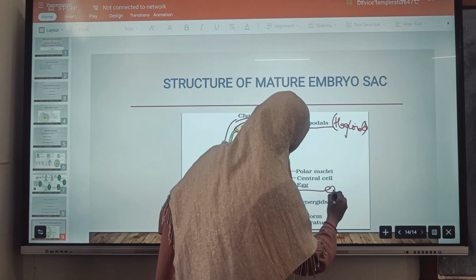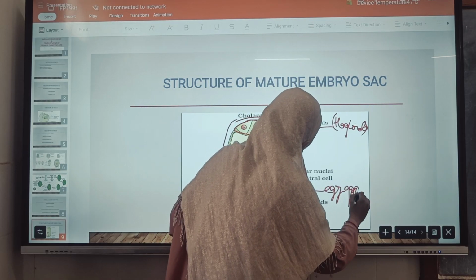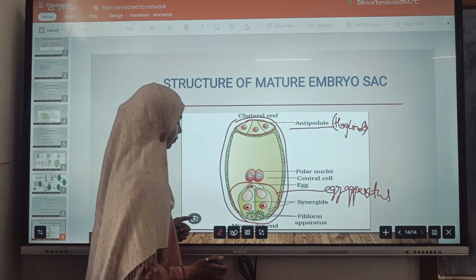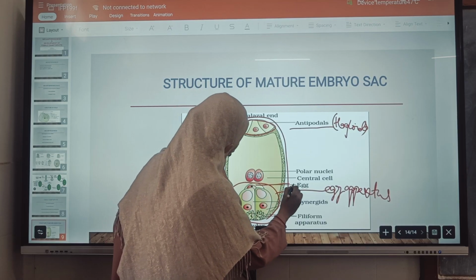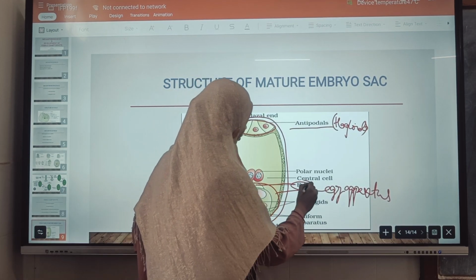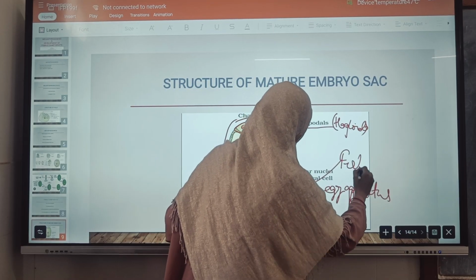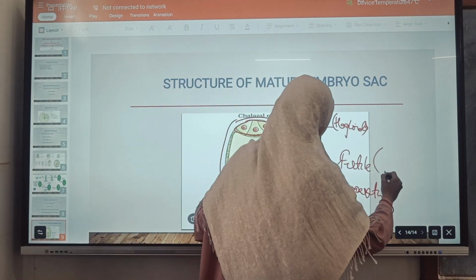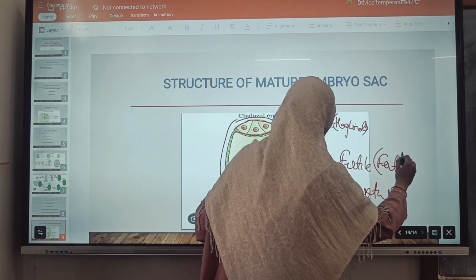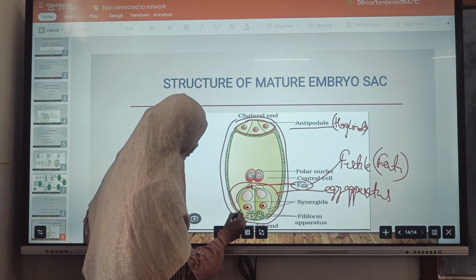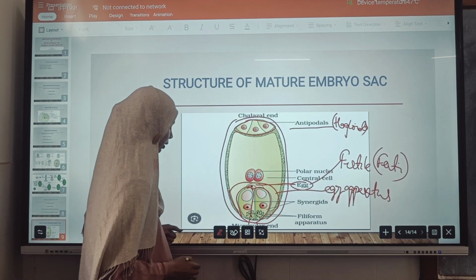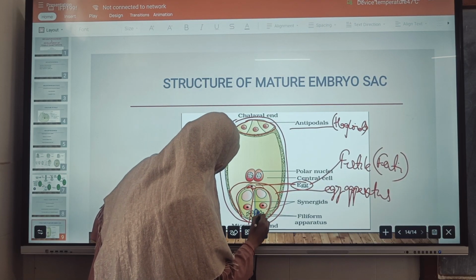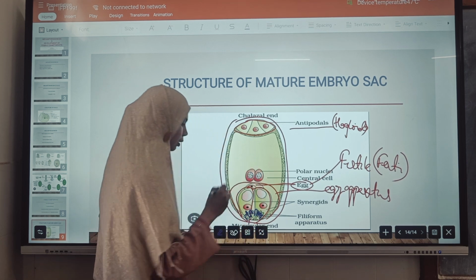These 3 are called the egg apparatus. And the egg apparatus has 2 different types of cells. The center cell is called the egg, and this egg is a single fertile cell of the embryo sac, which participates in the fertilization. And the 2 outer cells are the synergids, and the synergids have a filiform apparatus, that is a finger-like projection.